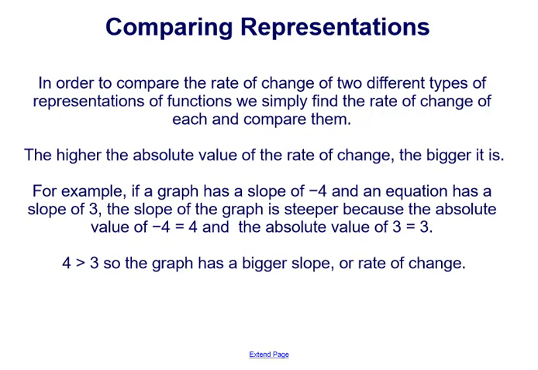In order to compare the rate of change of two different types of representations of functions, we simply find the rate of change of each function and then compare them. The higher the absolute value of the rate of change, the bigger it is. So for example, if a graph has a slope of -4 and an equation has a slope of 3, it doesn't matter that the number 3 is greater than the -4. It's the fact that the slope of the graph is actually steeper, the slope of -4, because the absolute value of -4 is equal to 4, and the absolute value of 3 is equal to 3. And 4 is greater than 3, so the graph has a bigger slope or rate of change, therefore making it steeper.